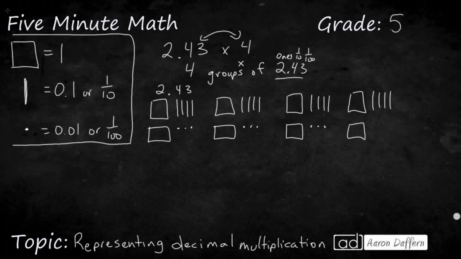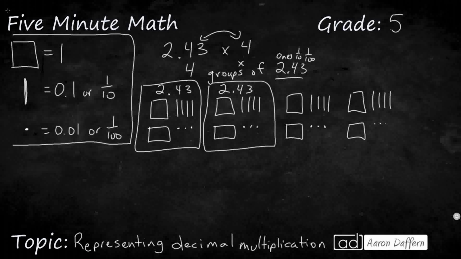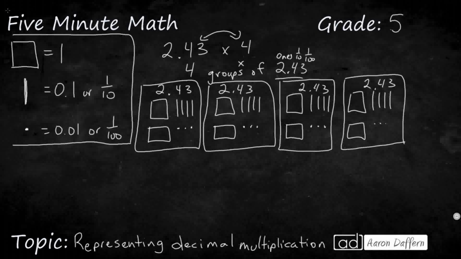All right, so what I'm going to do is I'm going to put some circles or just some boundaries around each of these, just so we can see them as separate. Because what I want to do is I want to highlight that I've got 4 groups. So I need some type of line or container to separate the 4 groups. All right, so this is a representation of 2 and 43 hundredths times 4. Now, what does it actually equal?